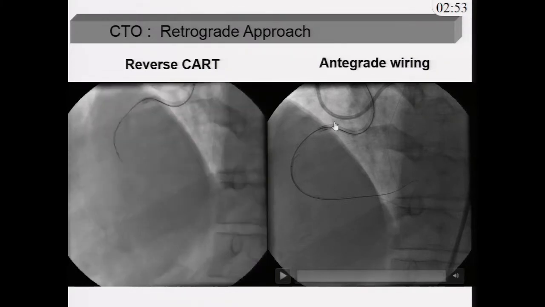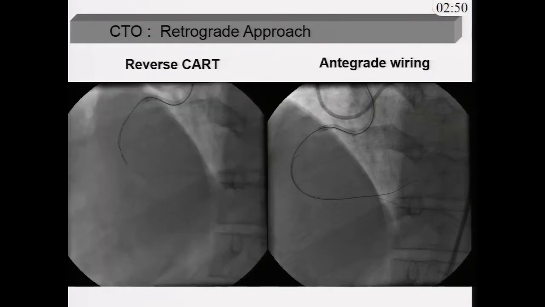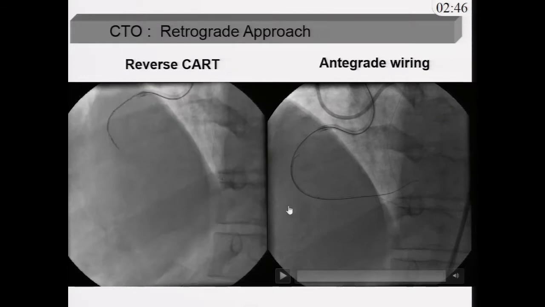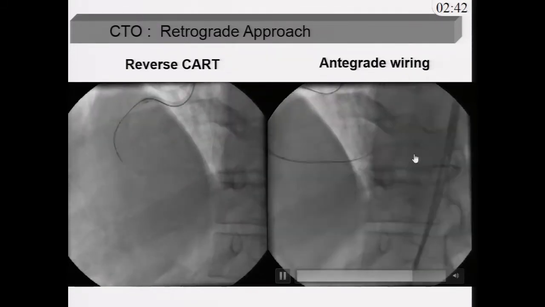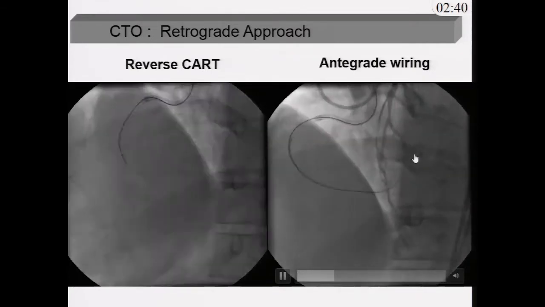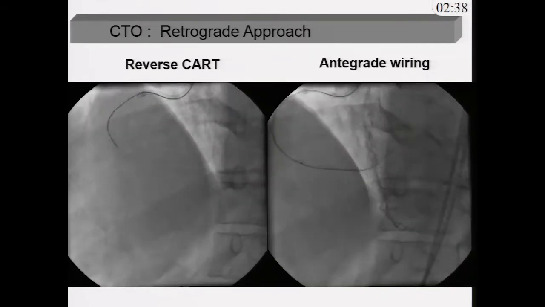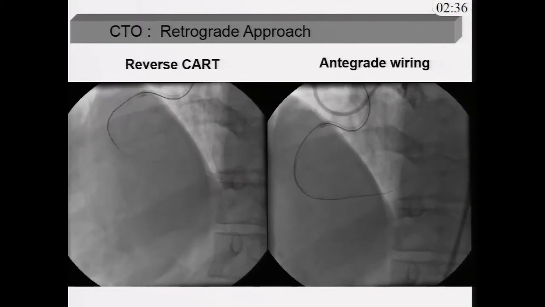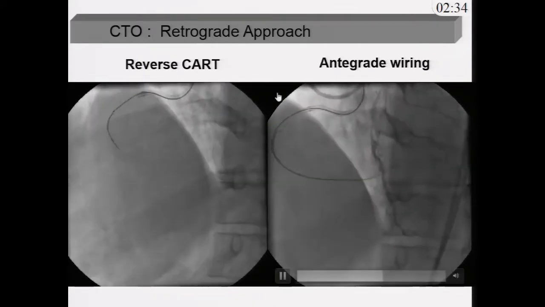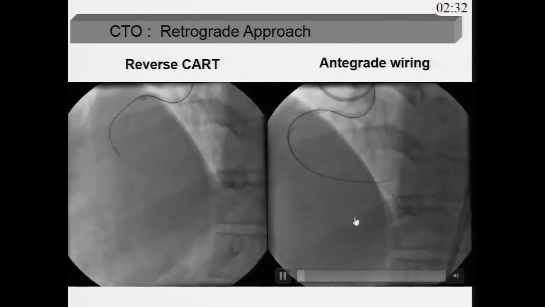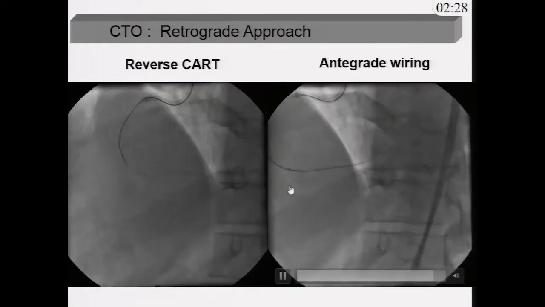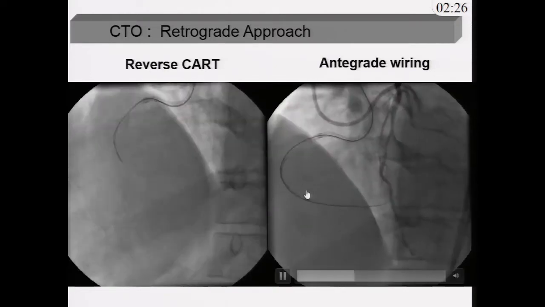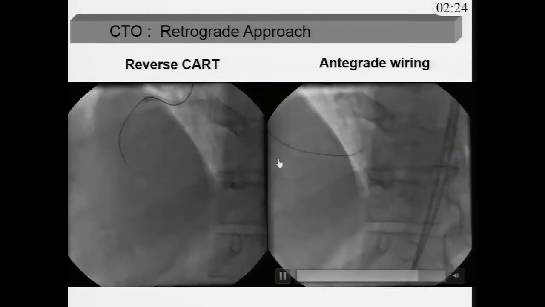Can I go antegrade on the antegrade wire through this? So we advance the microcatheter backwards, and here we can try the antegrade wire. If the antegrade wire goes, that's fine. We don't need to do any more sophisticated alternatives. We did the dissection, we re-enter, we advance the microcatheter retrograde, and then the antegrade wire can go forward, and that's fine.